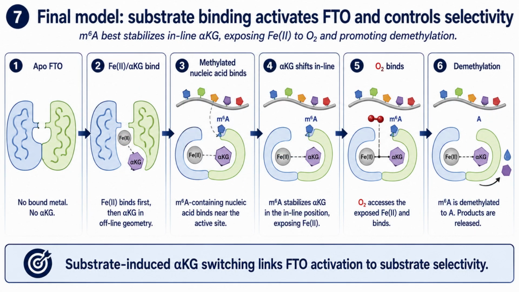The final model is that substrate binding activates FTO by shifting alpha-ketoglutarate inline. This exposes the metal to oxygen, couples oxygen activation to the presence of the correct methylated substrate, and explains why m6A is demethylated more efficiently than m1A or m3T.